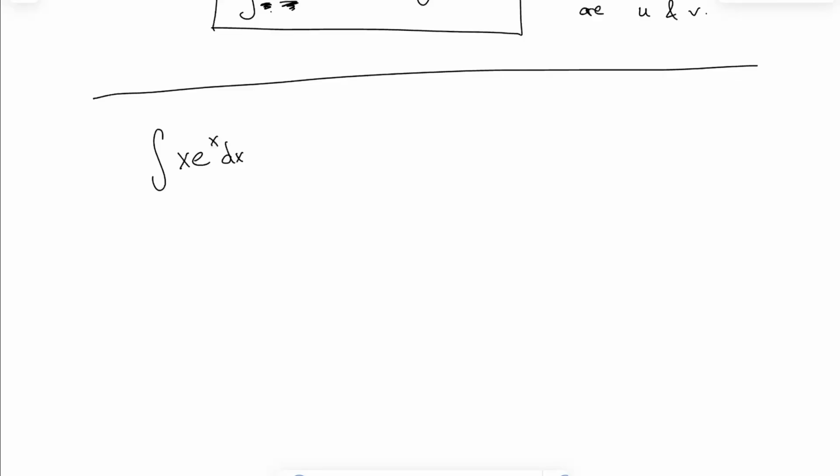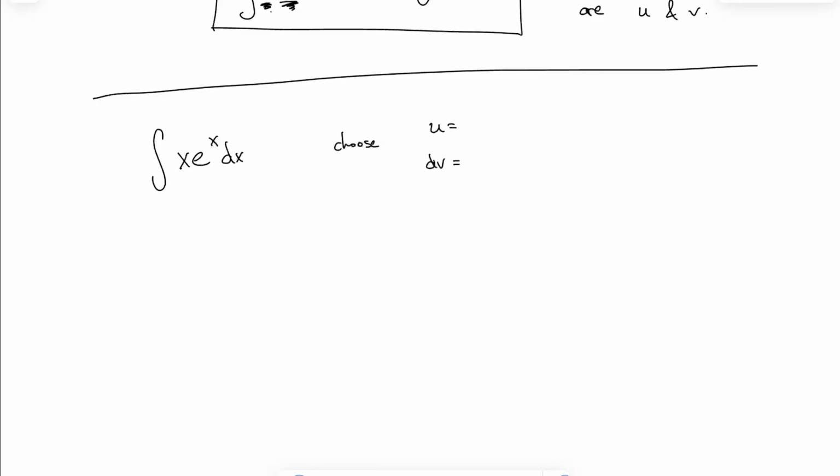X times e to the x, all right? I'm going to look at that, and your job is to, well, first of all, you realize I have to do parts on this one. You can't do this with just a normal u substitution. So we must choose the u is something and the dv is something.